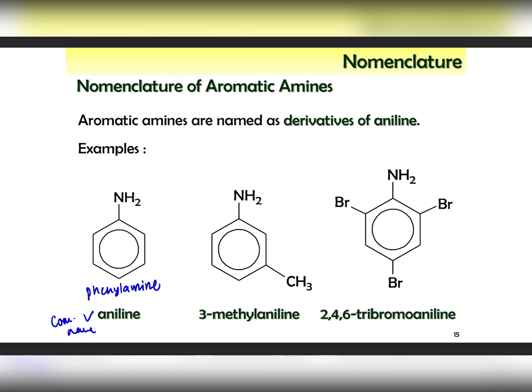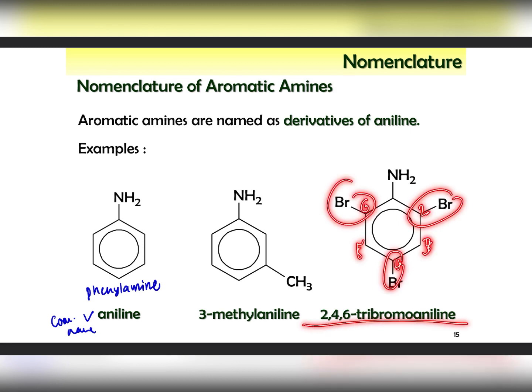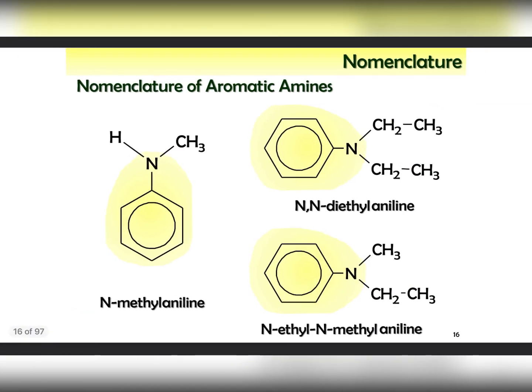If you have 1, 2, 3 bromo attached to this benzene ring, attached to this aniline. Okay, so ini adalah aniline. If you have 1, 2, 3 bromo, dia akan jadi tri-bromo aniline, and the position will be 2, 3, 4, 5, 6. Dia akan jadi 2, 4, 6 tri-bromo aniline. Okay, so next let's have a look.